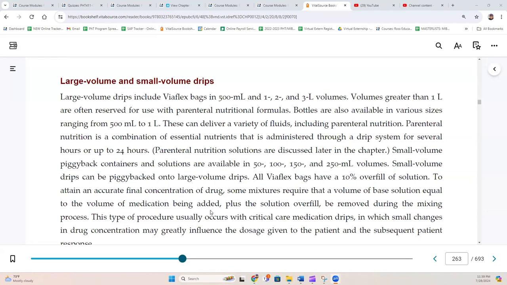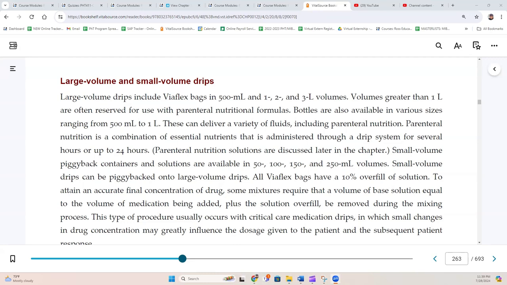Bottles are also available in various sizes ranging from 500 ml to 1 liter. These can deliver a variety of fluids, including parenteral nutrition. Parenteral nutrition is a combination of essential nutrients that is administered through a drip system for several hours or up to 24 hours. Parenteral nutrition solutions are discussed later in this chapter. Small volume piggyback containers and solutions are available in 50, 100, 150, and 250 ml volumes. Small volume drips can be piggybacked onto large volume drips.